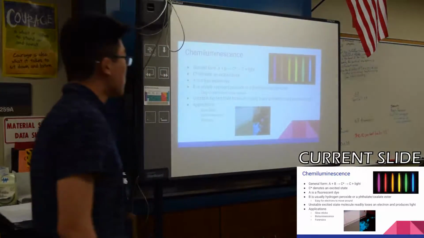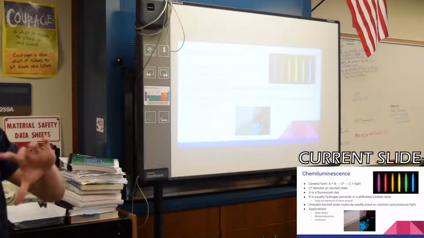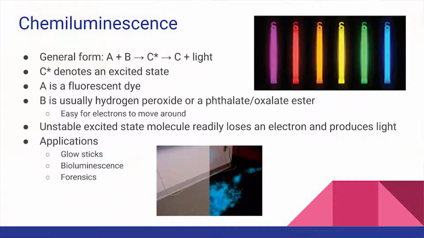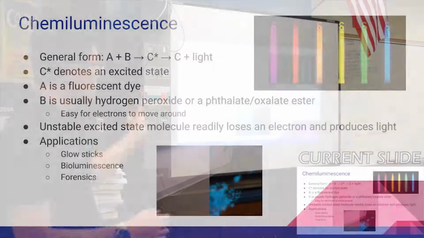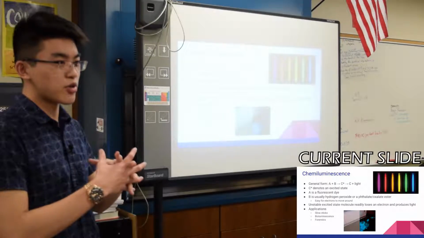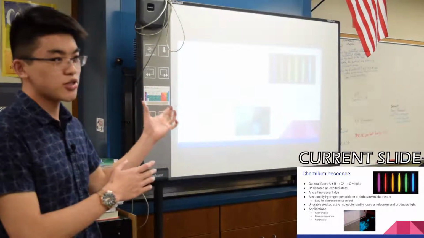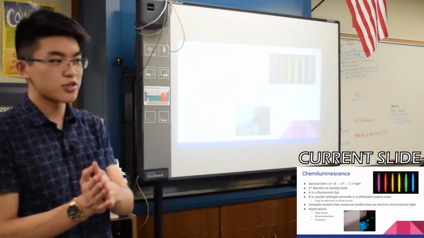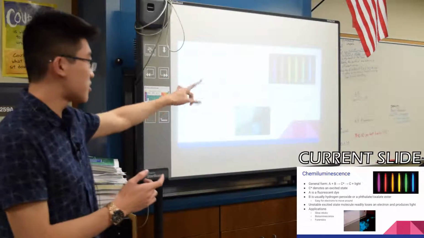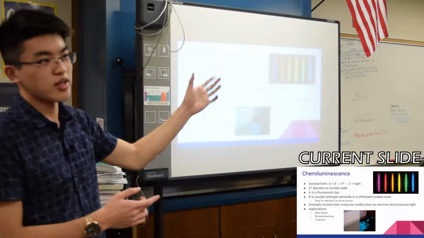So for chemiluminescence, there's a general equation. A plus B is C asterisk, and you can think of the C asterisk as a transition state where A and B come together and form a really unstable intermediate, and it's that unstable intermediate that eventually decays into its stable form. So C, the regular C, plus some light.